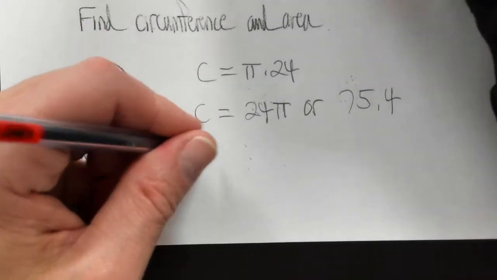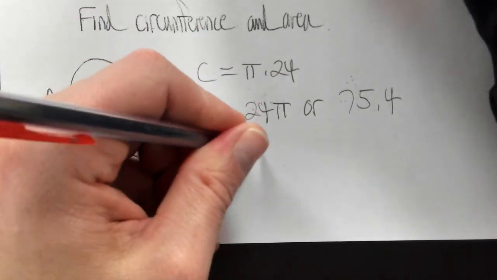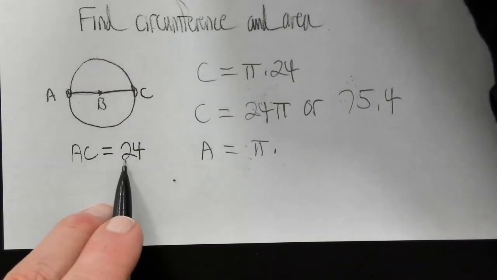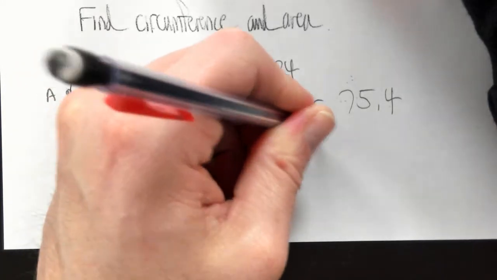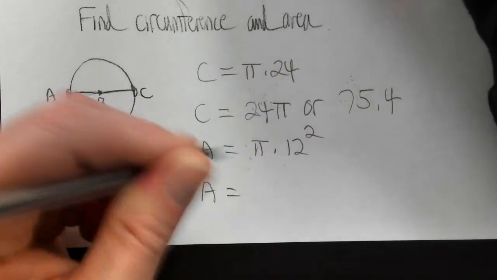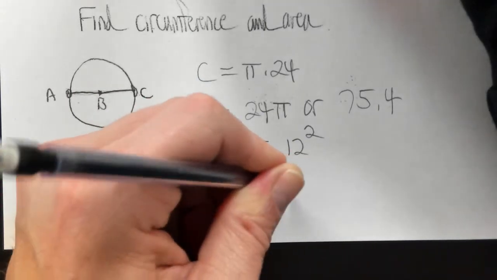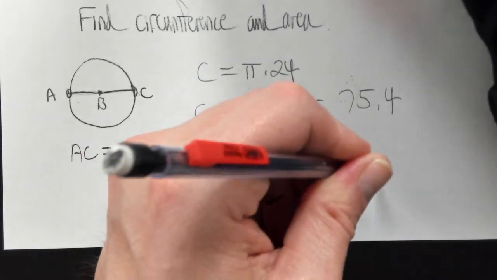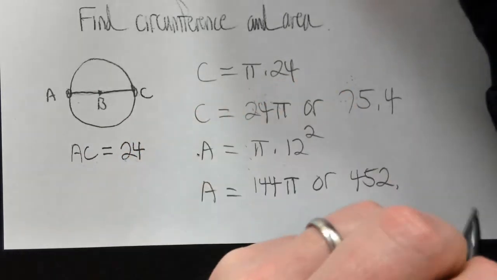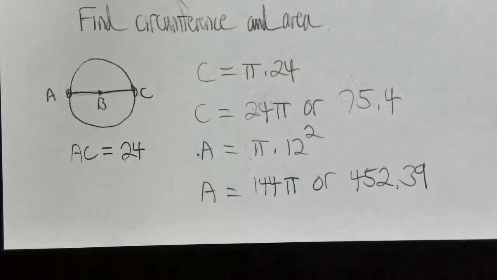We need to find the area. Area is equal to pi times the radius squared. Well, if the diameter is 24, the radius is half of that, 12. 12 squared is 144. So my area here would be 144 pi, or if you put it into a calculator and get a decimal, 452.39 is our answer. So there you go.